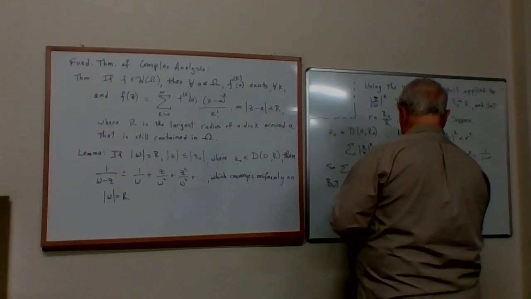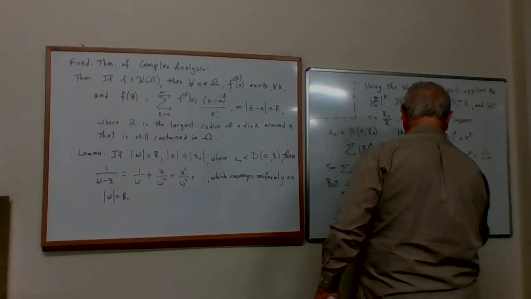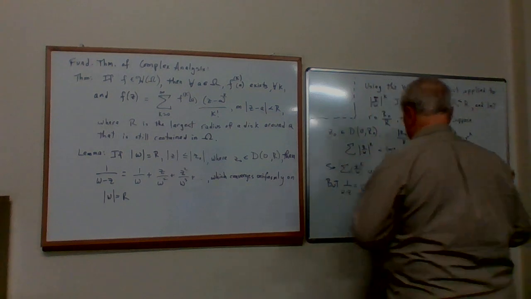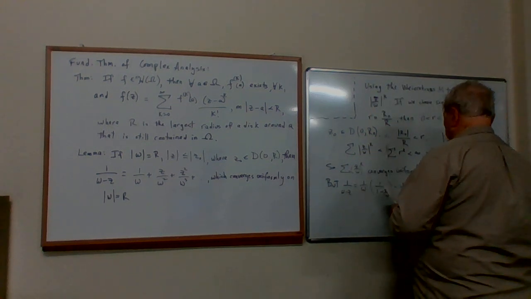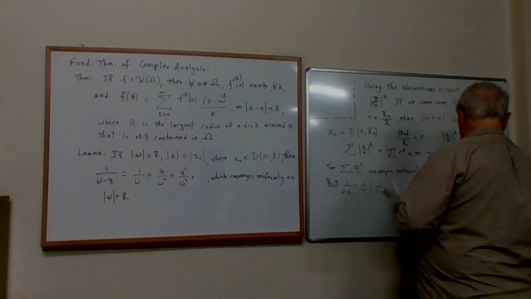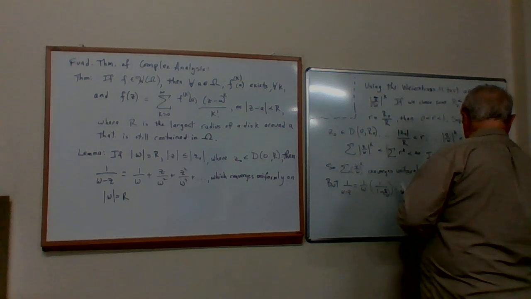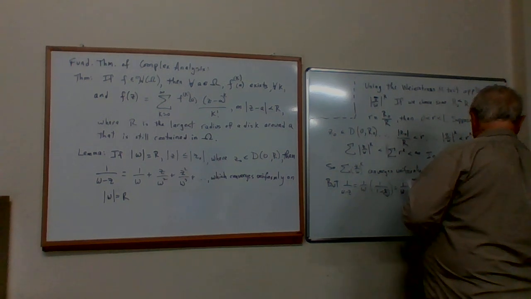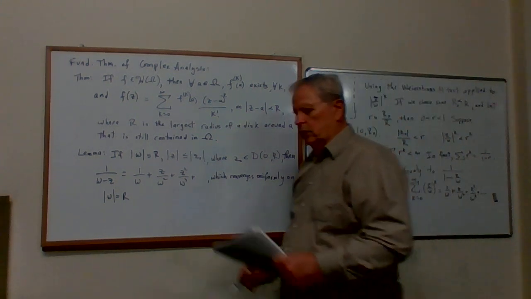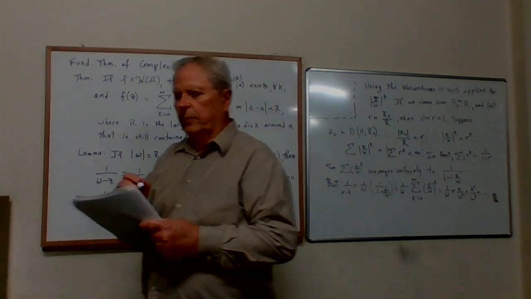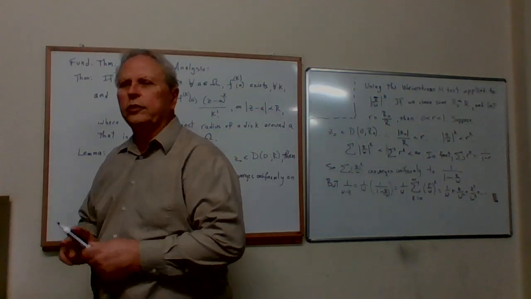This is equal to 1 over w times the infinite series from k equals 0 to infinity of (z over w) to the k, which I'm going to write as 1 over w plus z over w squared plus z squared over w cubed plus blah, blah, blah, which is exactly what we had to prove for the lemma. So we will start next time with the rest of the proof.